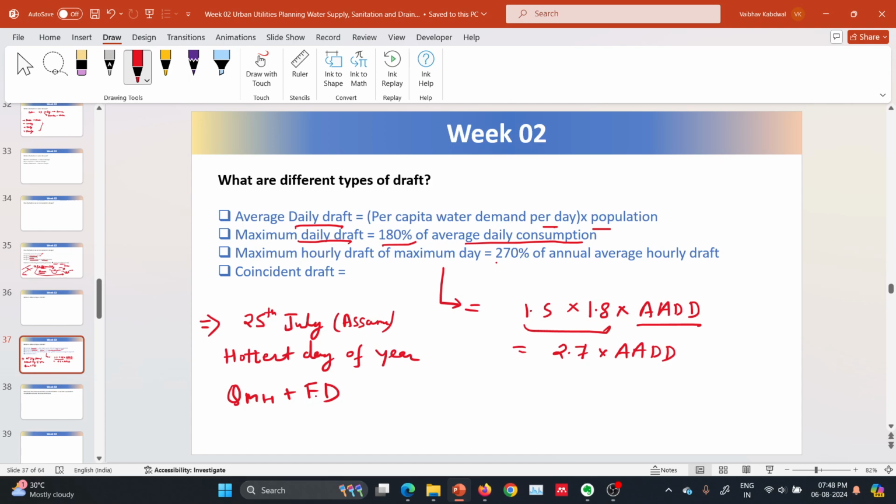But the probability of, this is coincident, the probability of maximum hourly demand on the hottest day of the year, I'm taking the hottest day of the year because on that day we can observe maximum hourly demand, and on the same day fire breaks out, so the water will be required for the fire demand also. But this is very rare. So this coincidence can happen, but it's very rare. So the fire demand is taken as very rare and uneconomical.